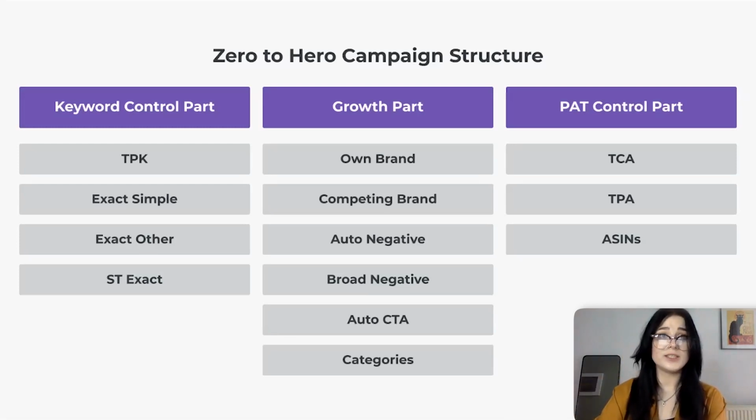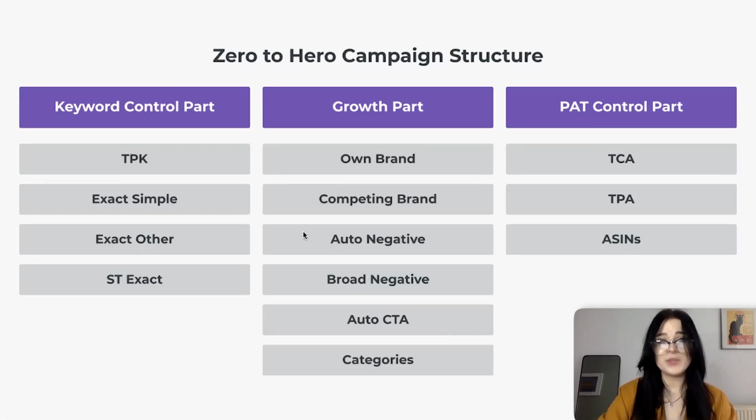The growth part ensures that you stay up to date with the market trends by utilizing keyword research campaigns like auto CTA, auto negative, broad negative, categories campaigns. It also improves and extends the brand's reach with on-brand and competing brand campaigns that are specifically designed to target a wide variety of competitors' brands and their search terms, while also protecting yours.